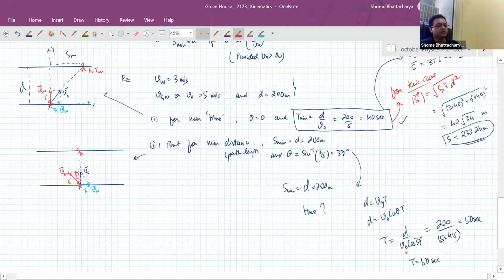So he's having to compromise on time. In order to achieve the minimum distance, he will actually end up swimming for a longer time. Whereas if he wants to keep the time the shortest, he will have to compromise on the distance he covers. He'll have to cover a distance of more than 200 meters, or 233 point something. This is something that you need to understand, that we cannot do both the things simultaneously. Either you keep the time shortest, but then you will swim a longer distance, and your net displacement will have a longer magnitude compared to the other case. Or you keep the distance covered the minimum, but then you will take more time to cross the river.